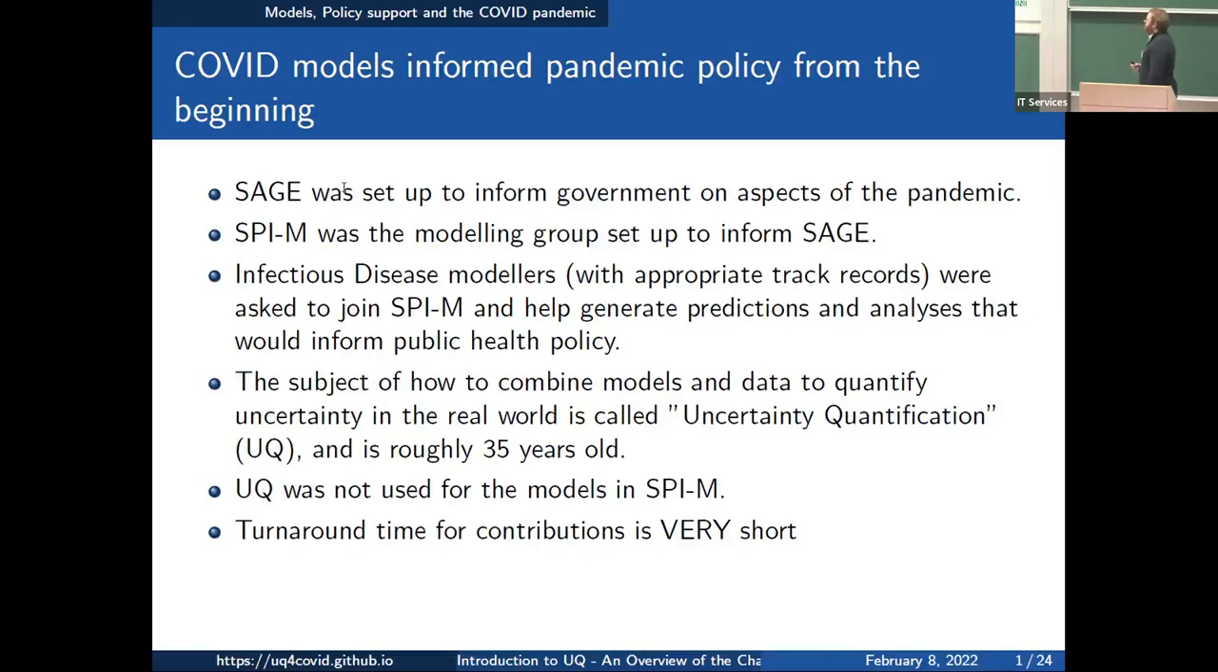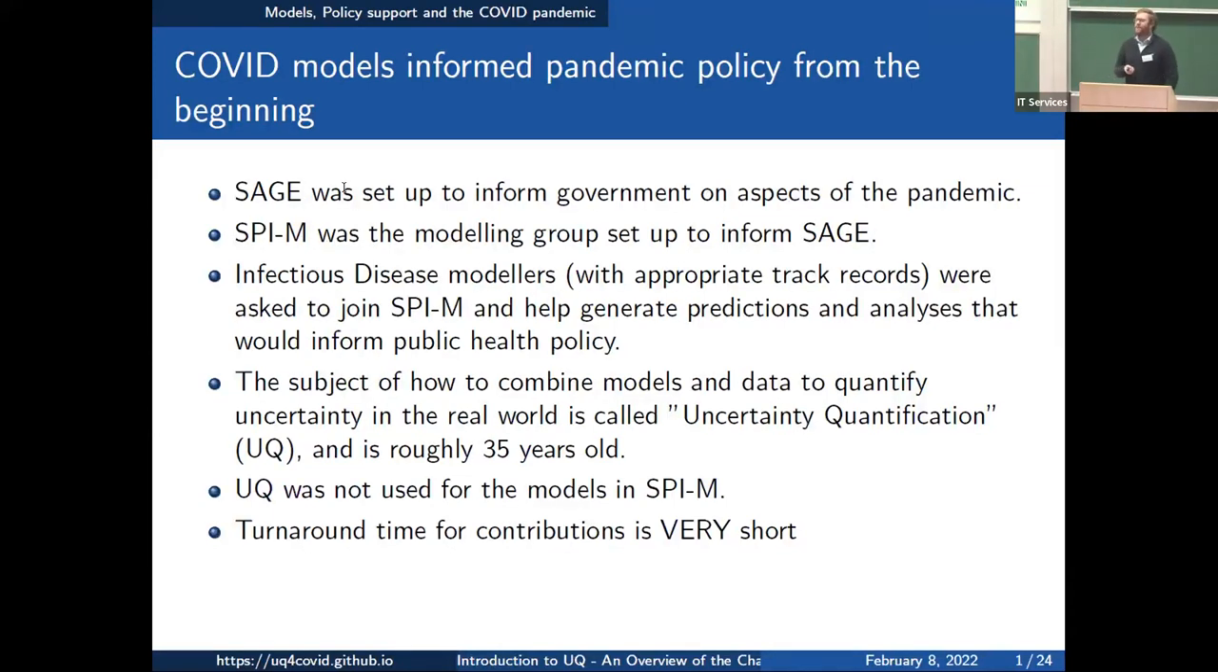My topic is uncertainty quantification. Uncertainty quantification is the topic of how one combines data with models to say something about reality. Many of you in the room will know some or all of the main ideas. And it wasn't used at all for the models in SPI-M, and still isn't, as far as I know. I could be wrong, but I don't think so.